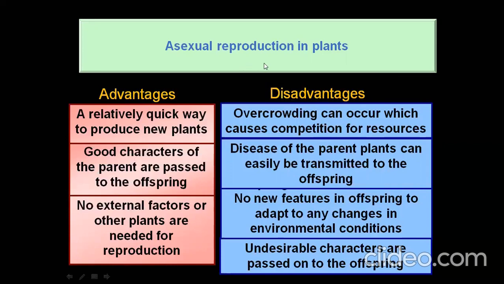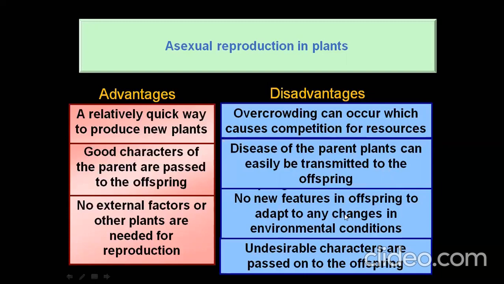If all are growing at the same place, they will not grow well, because there is huge competition between them for resources. Disease of the parent plant can easily be transferred. If the parent plant has a bad character, that can be exactly transferred to the offspring, right? If it is a good character, this is an advantage. But if a parent has a bad character, for example a disease, the offspring will get that disease.